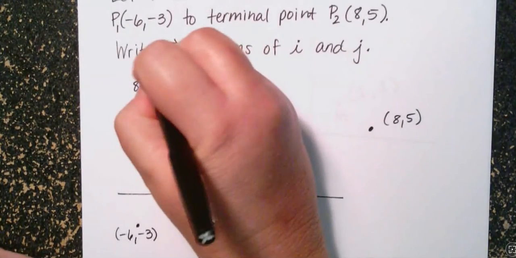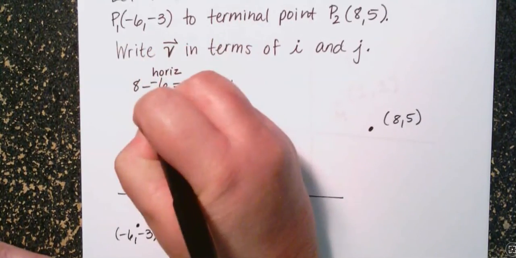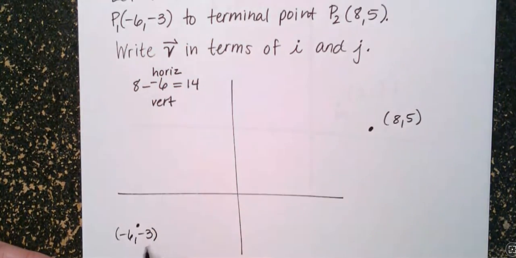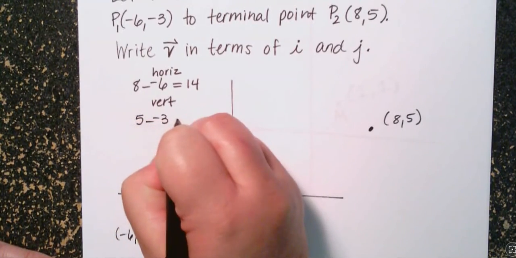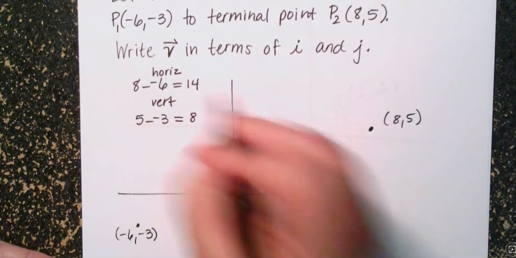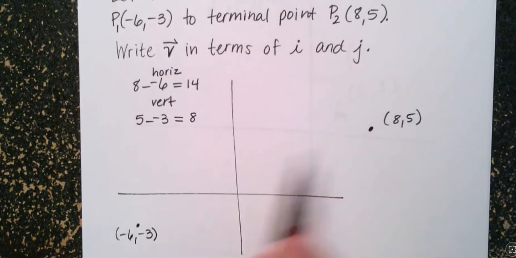And that's my horizontal component. And vertically, from -3 up to 5, 5 minus a -3. So basically, on both of these, I'm taking the ending point and subtracting the beginning. But I'm doing it separately for the horizontal and for the vertical components.